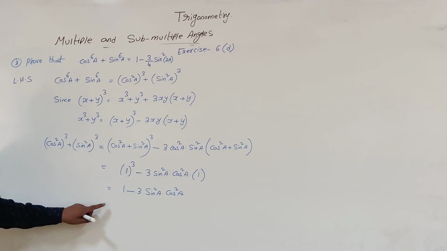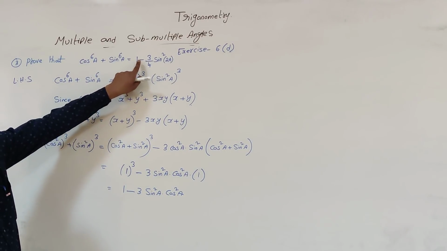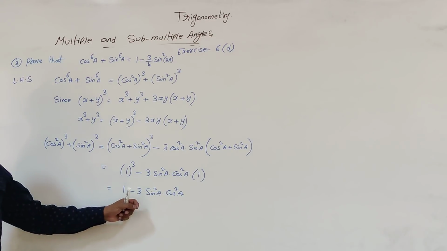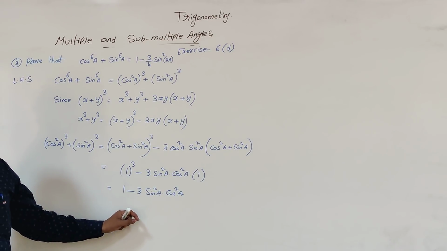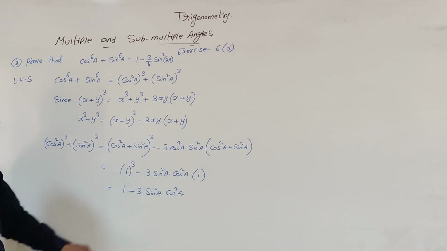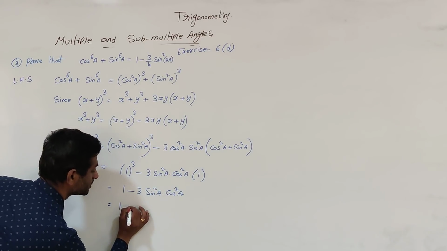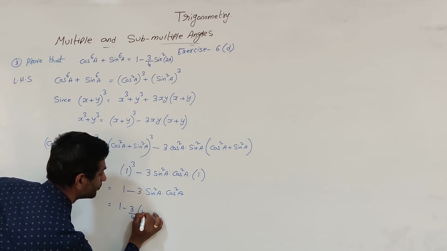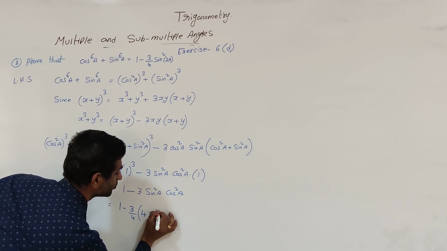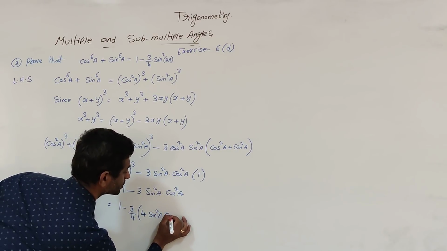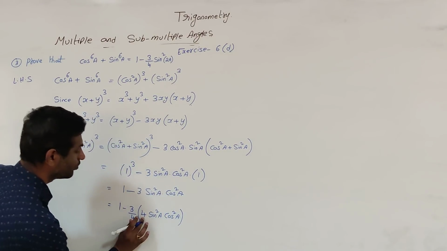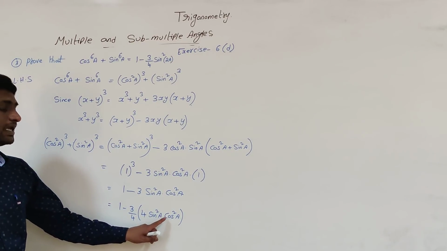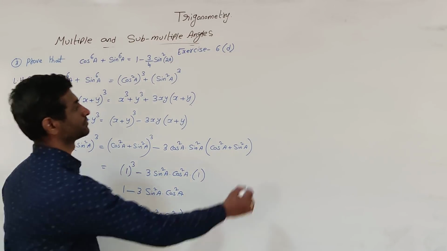But it is asking us to show that 1 minus 3 by 4 sin square of 2a. For this, multiply and divide by 4. Why? Because a square is there. 1 minus 3 by 4 into 4 sin square a cos square a, and 4 can be written as 2 square. Now it will be 2 sin a cos a whole square.